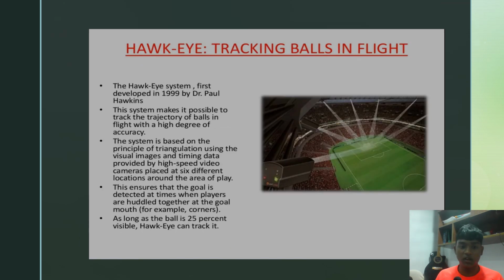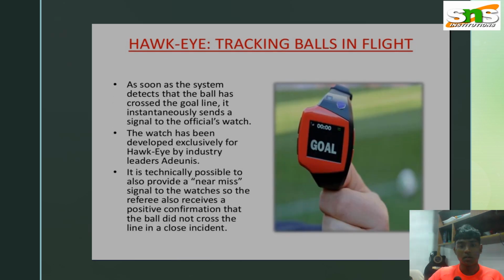Here is a slide about Hawkeye, tracking balls in flight. It is a GLT technology, and there are 14 cameras presented in a stadium. Next, the decision is made and then sent to the referee by a wristband, where he keeps track of the game and the time, and the decision is also made whether it's a goal or no goal.